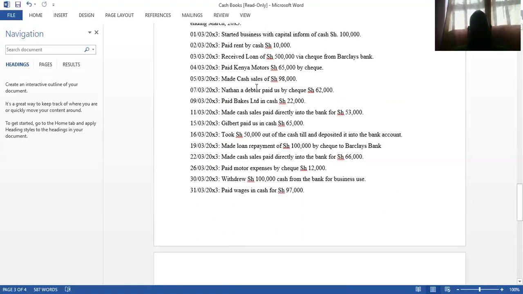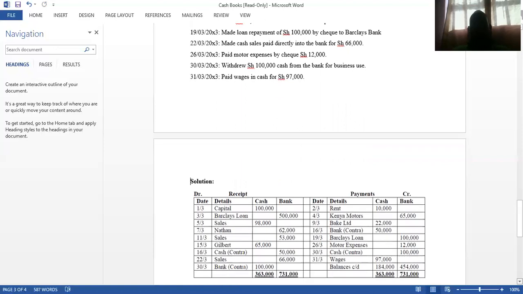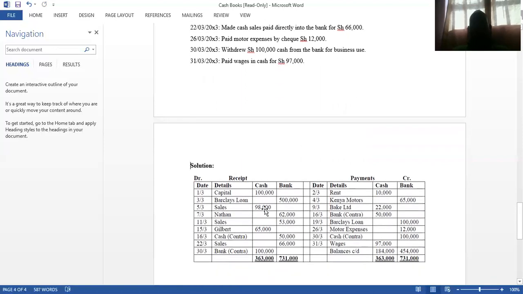Once you made cash sales, you are selling, so you are receiving cash. You are receiving cash, so you come here on the receipt side, you record the sales and you record it in the cash column because they were cash sales, like that. So anything that you receive, you record it on this side. Anything that you pay, you record it on this side, like that.